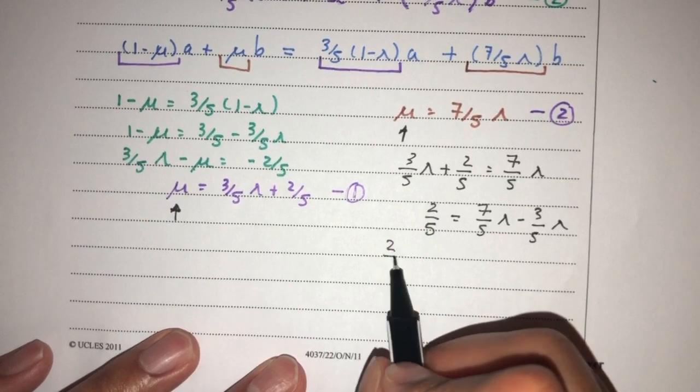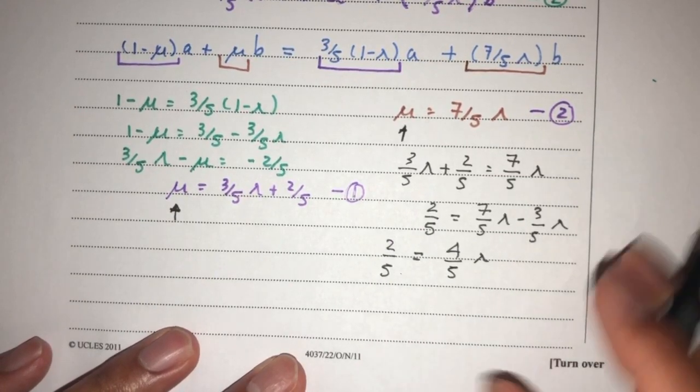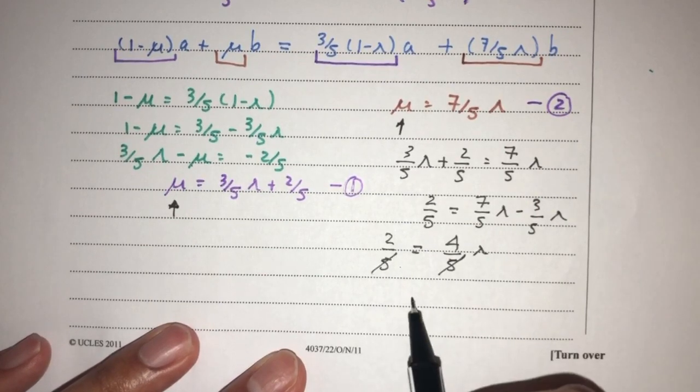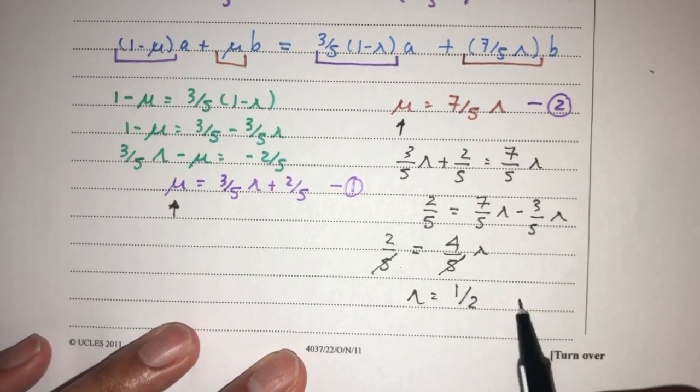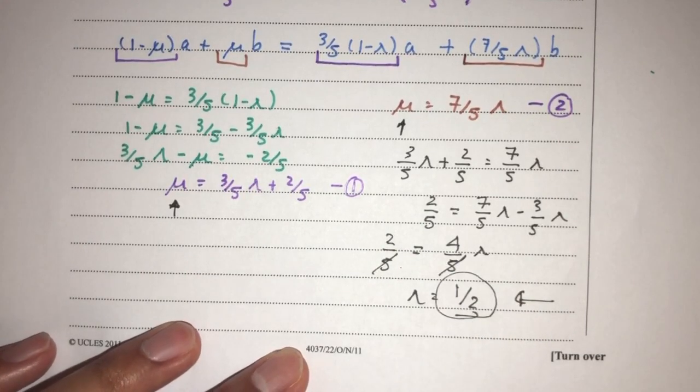That will be 2 over 5. Here is going to be 4 over 5 lambda. Now simplify, cancel out, cancel out. Lambda has to be the value of half, right? 2 divided by 4 is half. This is your first value of lambda.